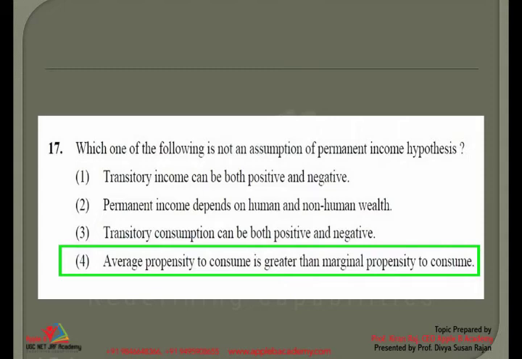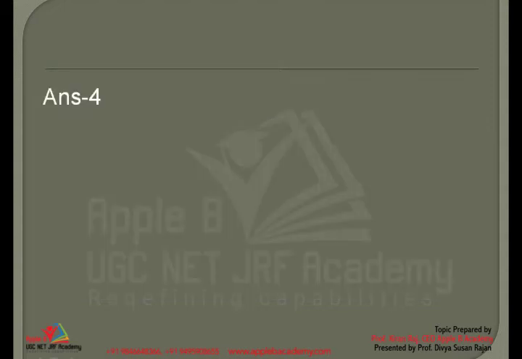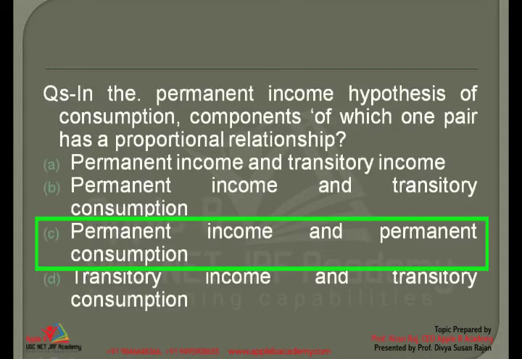However, we had stated that the average propensity to consume is equal to the MPC in terms of the permanent income hypothesis, especially in the long run. So that does not hold true with respect to the permanent income hypothesis. Hence, the correct answer to this question as to which of the following assumptions is not true is 4. Average propensity to consume is greater than marginal propensity to consume is false.